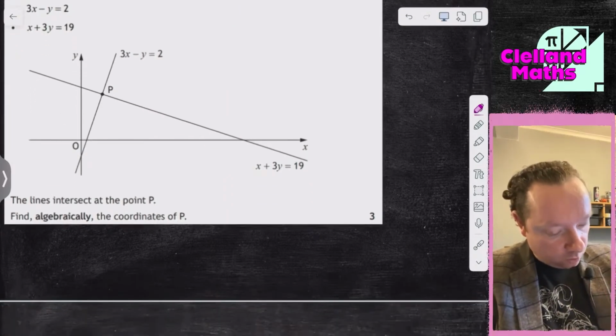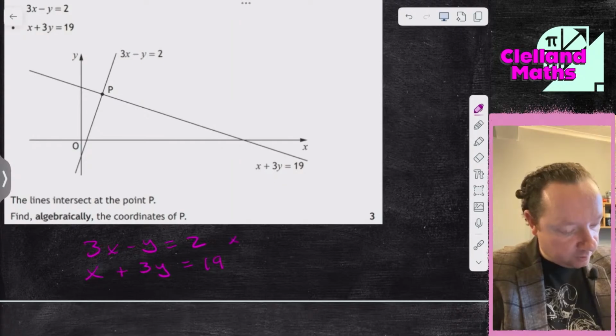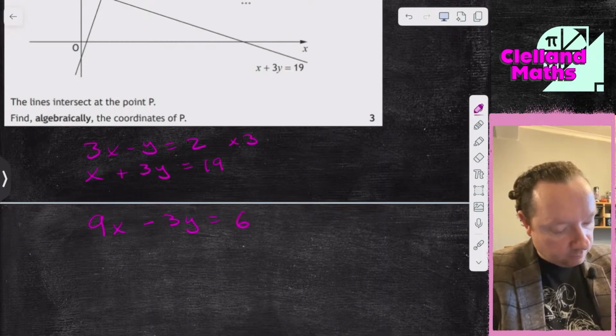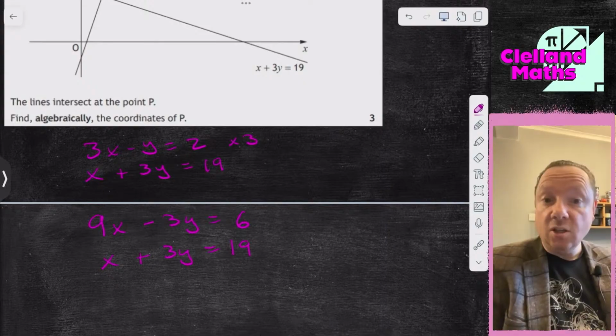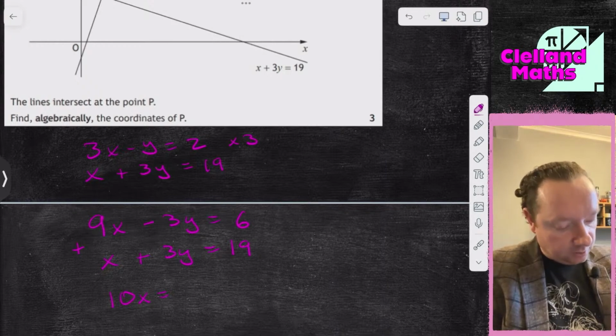3x minus y equals 2. And x plus 3y equals 19. So I'll make the y's the same by timesing the top by 3. 9x minus 3y equals 6. And we've still got x plus 3y is 19. Signs are different, so that means we add to get 10x. And 19 plus 6 is 25. Dividing by 10, then we get 2.5.